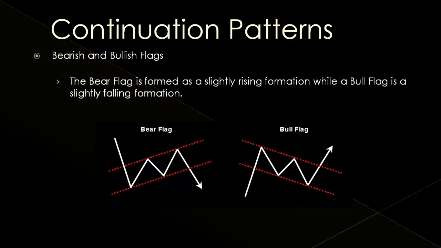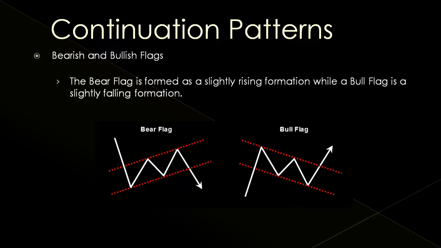The bear flag is formed as a slightly rising formation, while a bull flag is formed as a slightly falling formation. On the bear flag image, you can see that price had been moving downwards. It formed a valley and then reversed. Price then moved upwards and formed a new peak. It fell down again and formed a higher valley. Price rose up once more and formed a higher peak. And as you can see, price has been contained between the upper red and the lower red lines.